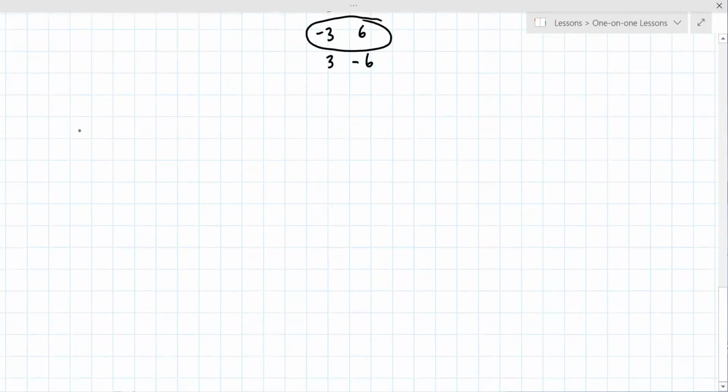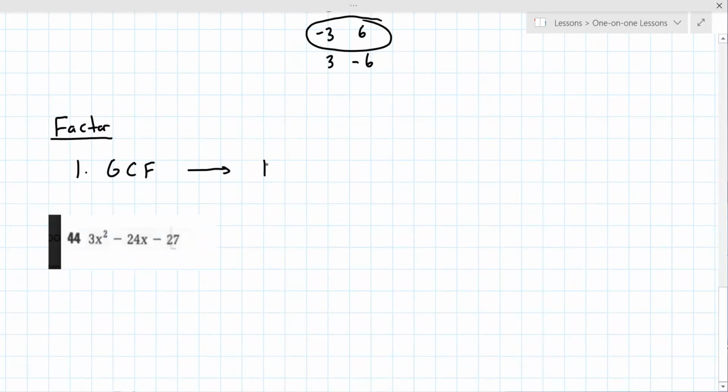The very first type of factoring that is usually taught is the greatest common factor, GCF. The greatest common factor can either be a number, a letter, or both. So generally what you're looking for with GCF is numbers, letters, or both. So from number 44, 3x squared minus 24x minus 27, is there a number that's common to all three of them? There is. It's 3. So x squared minus 8x minus 9.